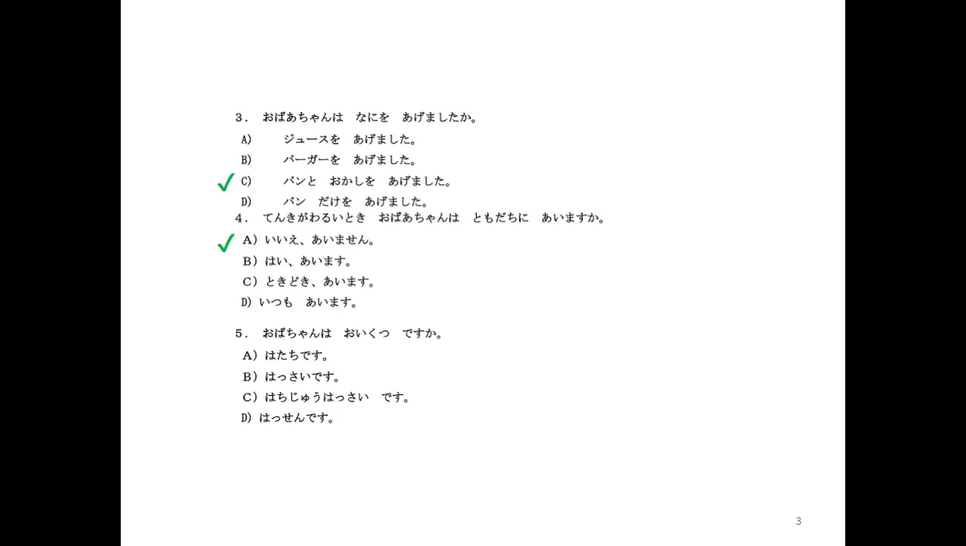Let us see the fifth question. The fifth question is, Oba-chan wa oikutsu desu ka? Oikutsu also means nansai. That is, how old is she? What is her age? The answer is 88 sai. That is 88, which is option C. A is hatachi, which is 20. B is hassai, which is 8. And D is hassen, which is 8,000. Since she is 88 years old, the correct answer is option C. Let us go to the next passage.